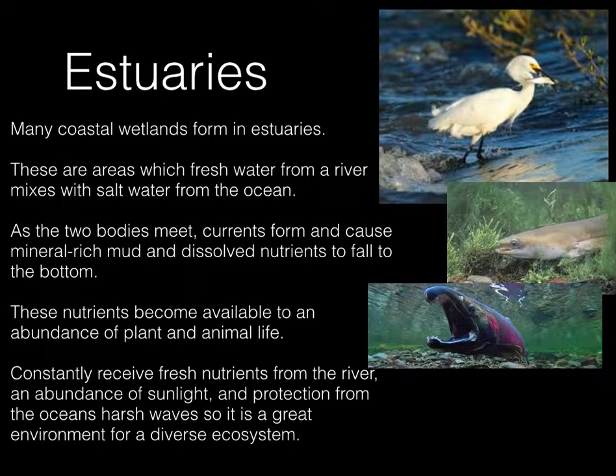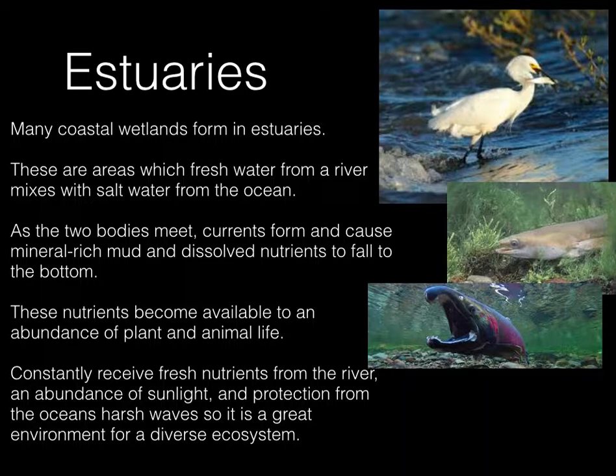So, estuaries. Many coastal wetlands form estuaries, and these are where freshwater and saltwater meet. Often a river meets here before it gets to the ocean, and it causes this brackish water, or this mixture of fresh and salt water. As the two bodies meet, currents form and cause mineral-rich mud and dissolved nutrients to fall to the bottom.